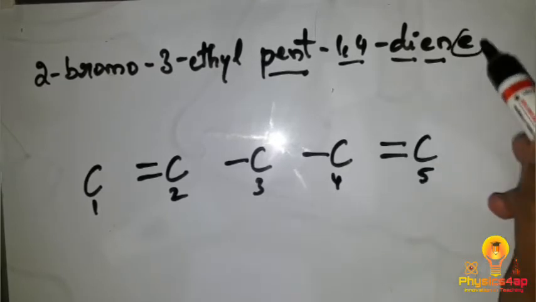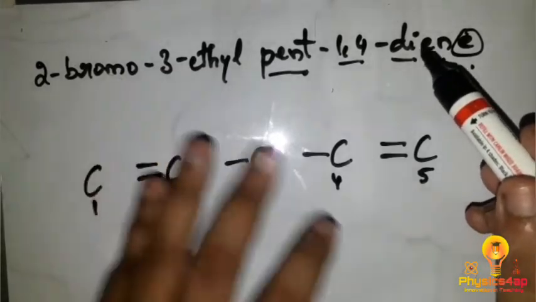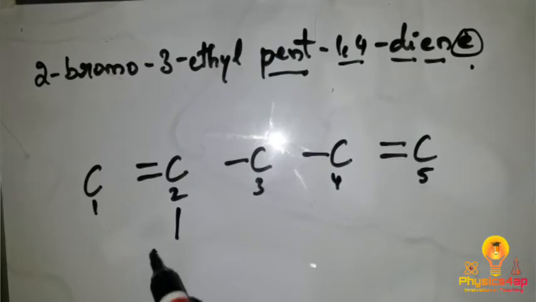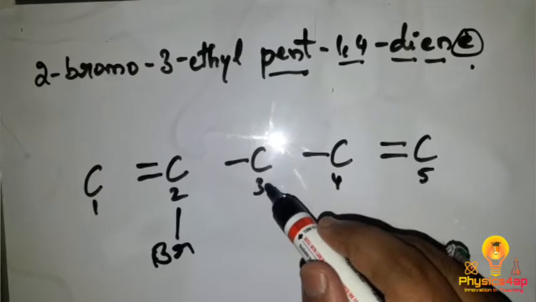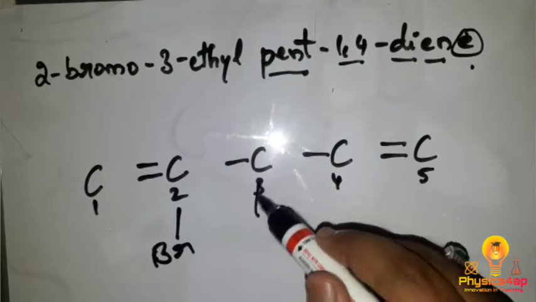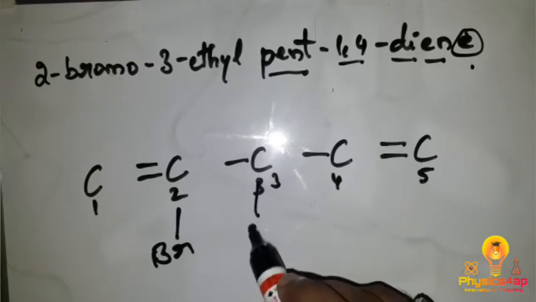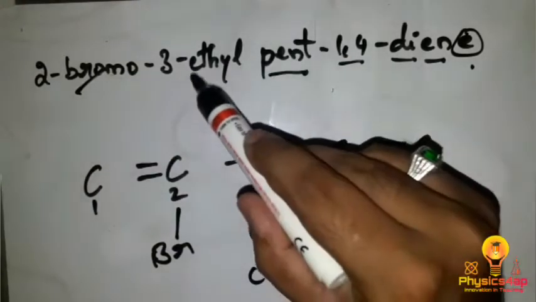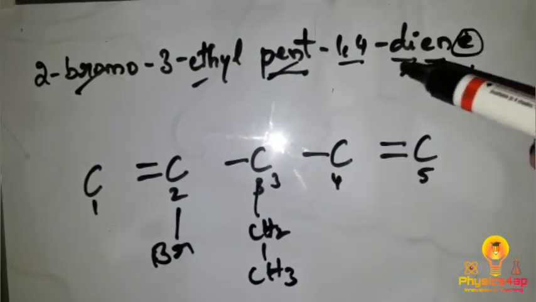Next, the hydrocarbon part will be filled up later, at the end of the completion of the prefix part. And 2 bromo means at the second position we have a bromine, that is Br, and 3 ethyl means at the third position we have an ethyl, and the formula for ethyl is CH2CH3. Now 2 bromo completed, 3 ethyl completed, pent 5 carbons over, 1,4 diene, that is the double bond, is completed.